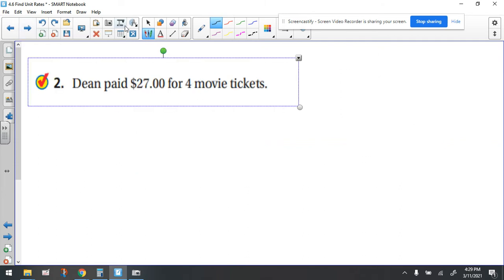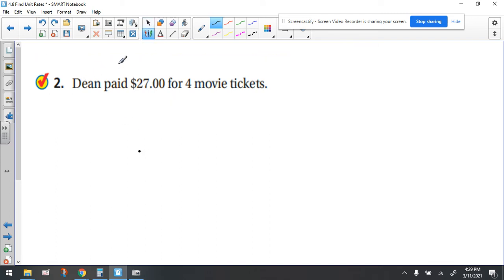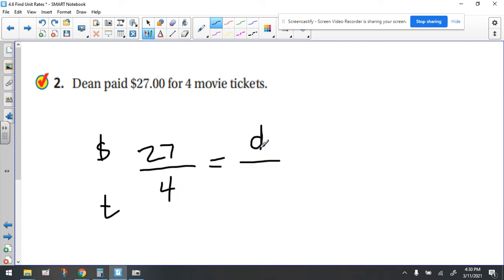All right, we'll look for a few more examples here, and then if you need more instruction, there's probably going to be another video that'll be separate from this one. So here we have Dean paid $27 for 4 movie tickets. We want to know the unit rate. In other words, how much per movie ticket for 1 movie ticket. When we set up our proportion, we are talking about money and we're talking about tickets. So it's $27 for 4 movie tickets. We want to know how much money or how many dollars is it for 1 movie ticket.